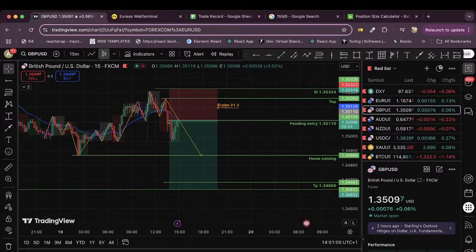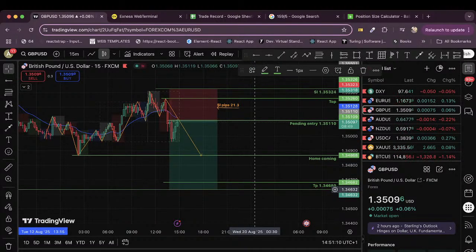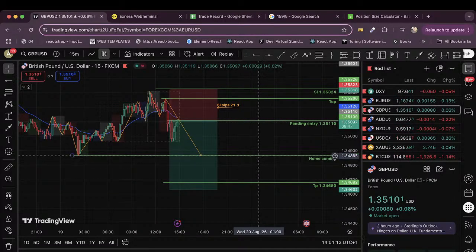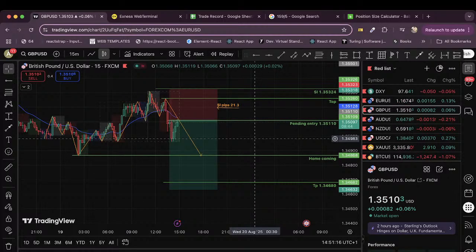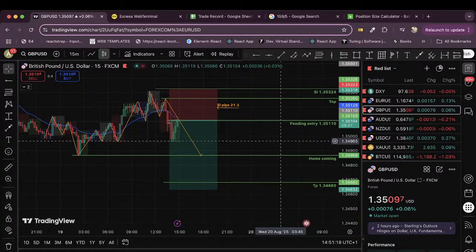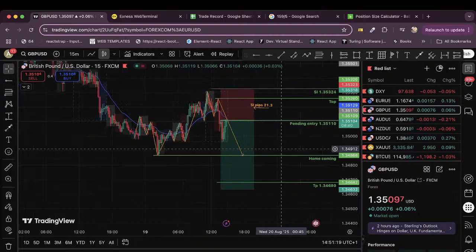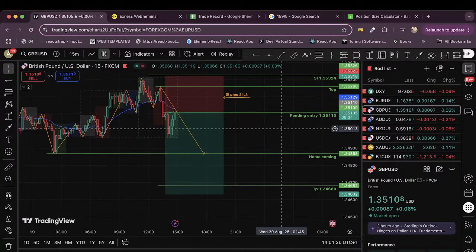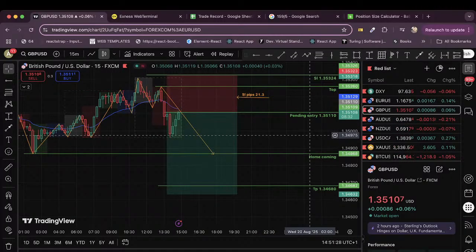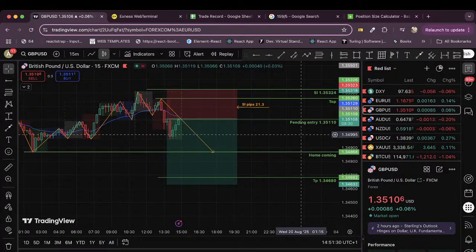But remember, all these things are speculations. I will delete all this so my chart will be clean. I will delete this, maybe this. Okay, and I will leave this homecoming. I will leave the top. Where is my bottom? I think I removed my bottom line. I'll add another one so that we can keep track of the market structure as it is being formed, as it's being developed.